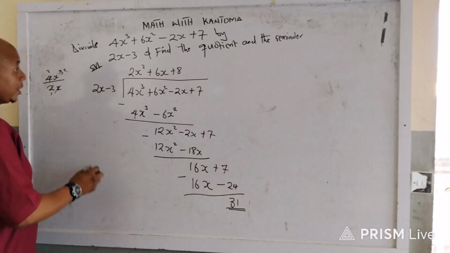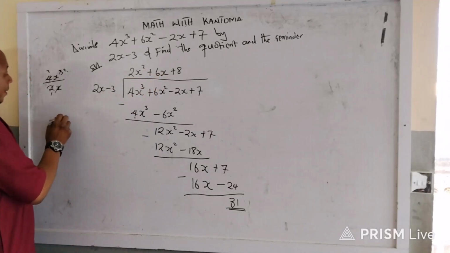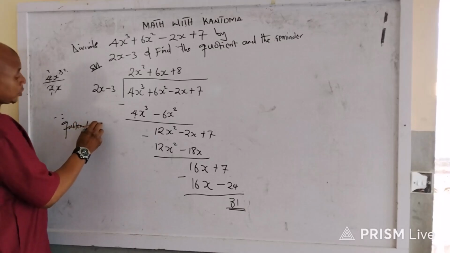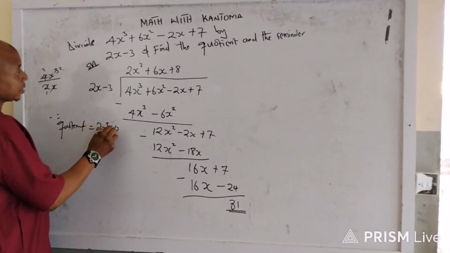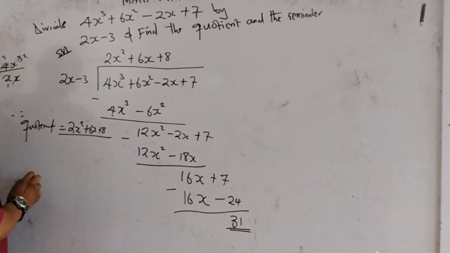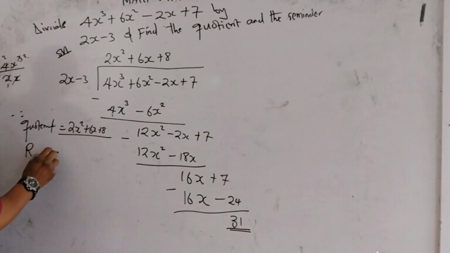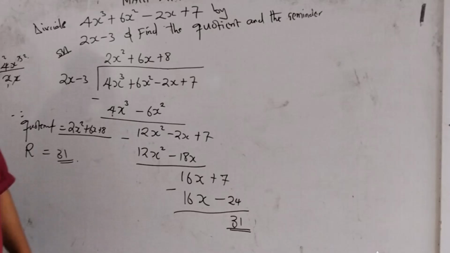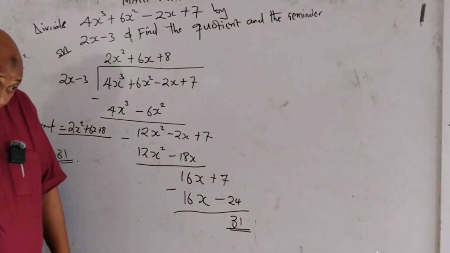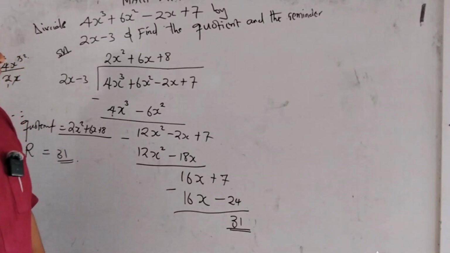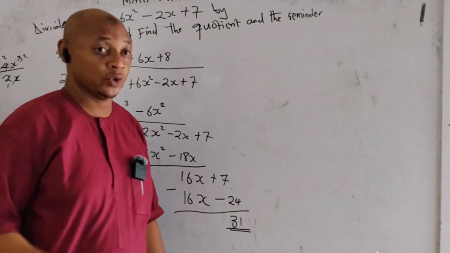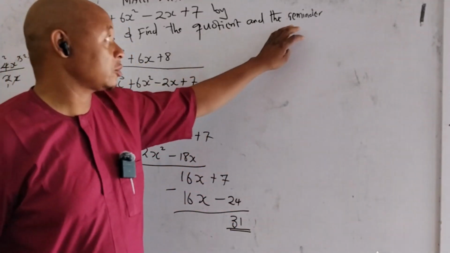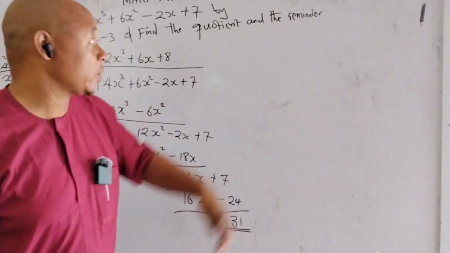So now therefore our quotient is equal to 2x squared plus 6x plus 8 as the value, and then the remainder is equal to 31. So this is the remainder. And again, if we are asked to find the remainder using the remainder theorem, we are not asked to find the quotient, but rather just the remainder. There is a way we can do that.